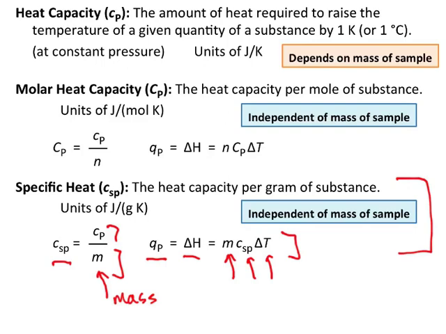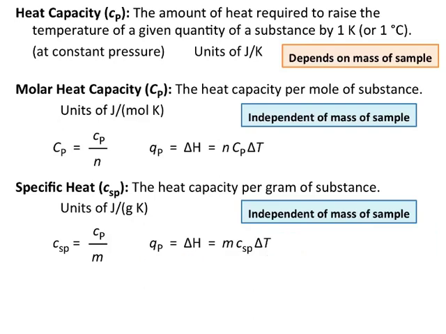But you can use any of these three versions of the heat capacity equation, or molar heat capacity, or specific heat, as long as you keep the units straight and use the appropriate pieces with it. If you're going to use the molar heat capacity, you need to put the number of moles with it. If you're going to use the specific heat, you need to put the mass with it. And if you're going to use just the straight heat capacity, you need to figure out what that is for your given quantity of substance.